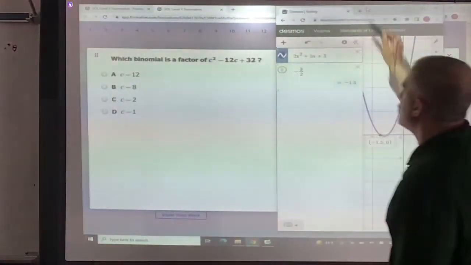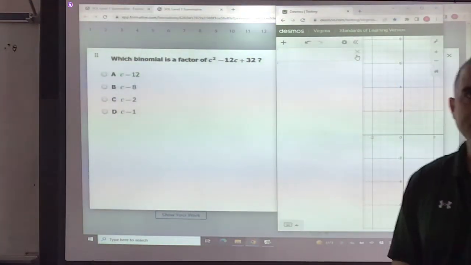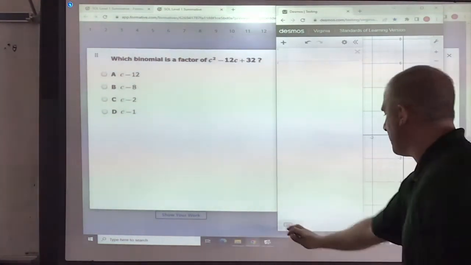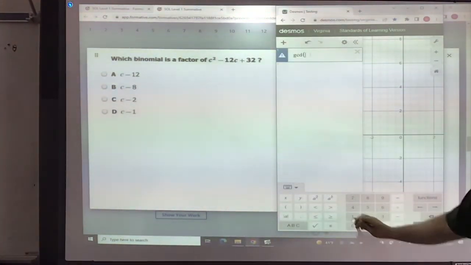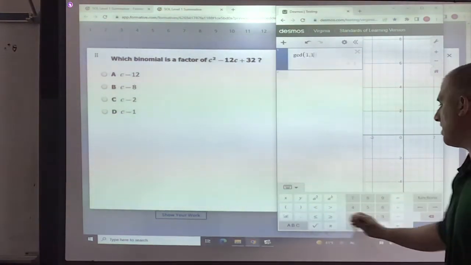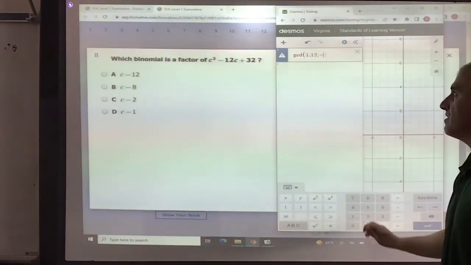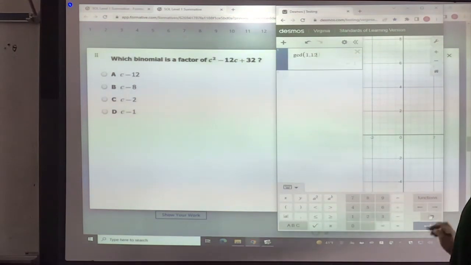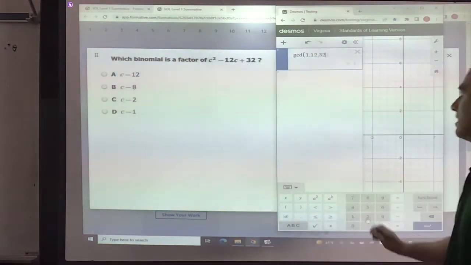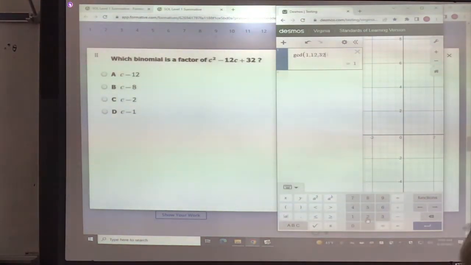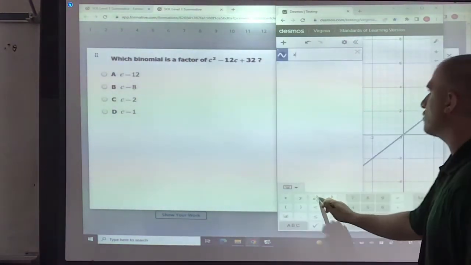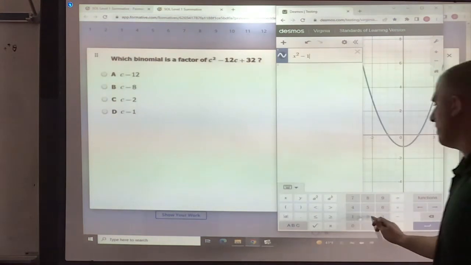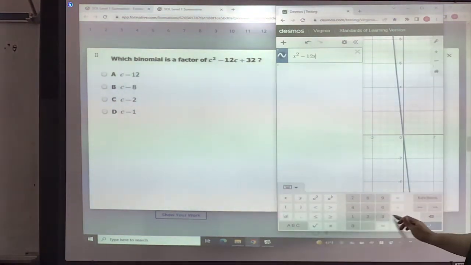So what I should do when they ask for factors is check for a GCF. I go to Functions, GCD, that's going to be 1, 12, and 32. Now, my GCF is 1. I don't need to worry about that. Now, what I want to do is graph this: x squared minus 12x minus 32.